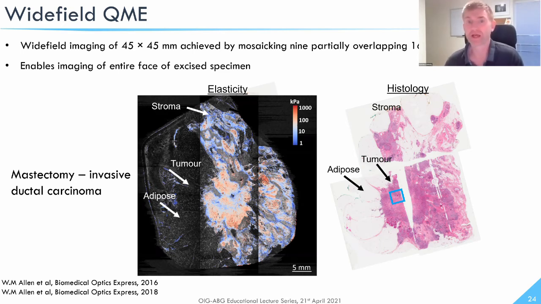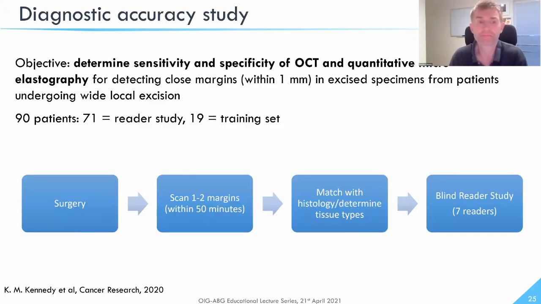But once we established a protocol, established that we could see contrast, we moved forward to do an initial diagnostic accuracy study on 90 patients, where we had 71 patients in a reader study and 19 in a training set. We scanned mainly two margins within a time frame of 50 minutes. So we're not trying to demonstrate here a clinically ready tool.